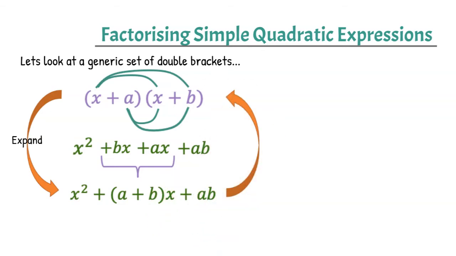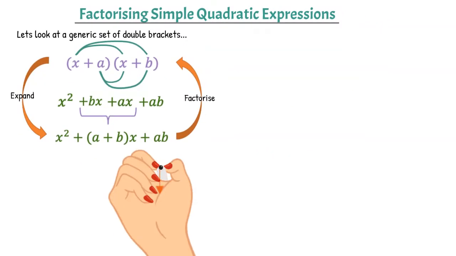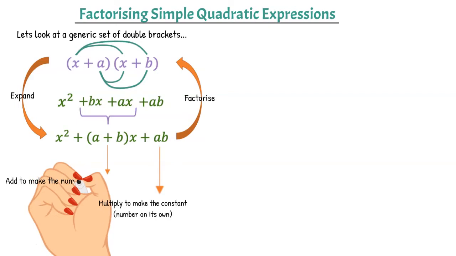This means to factorise it should be easy. If I have a simple quadratic expression, I need to find two numbers, a and b, that multiply to make the constant, the number on its own, but add to make the number in front of x.